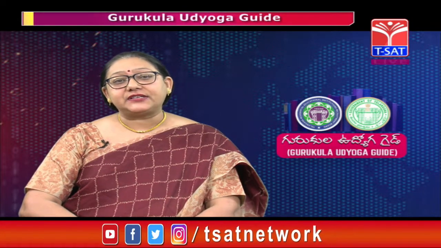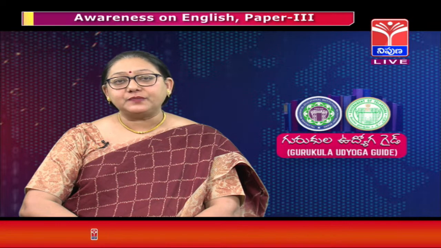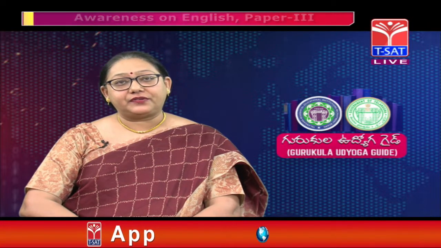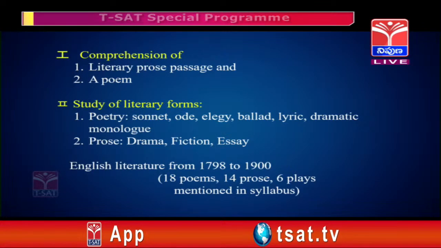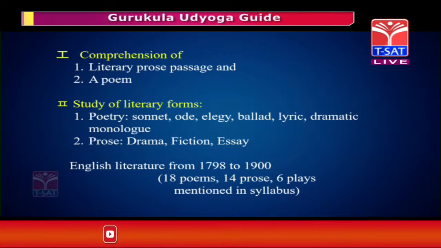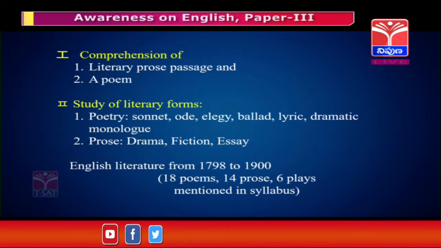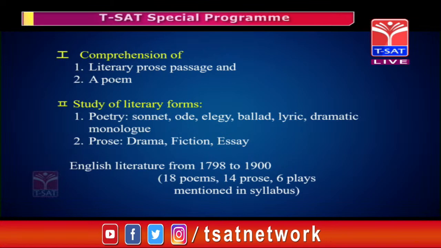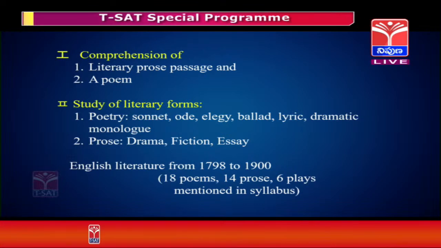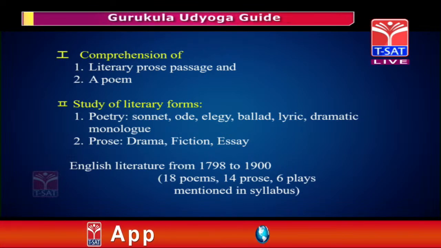The second section here is the study of literary forms. Under this we have poetry. Now poetry, again there are several forms of poetry which are included here. We have the sonnet, the ode, the elegy, ballad, lyric and dramatic monologue. Then next we have prose. Now under prose we have 3 forms of prose given to us: drama, fiction and essay.